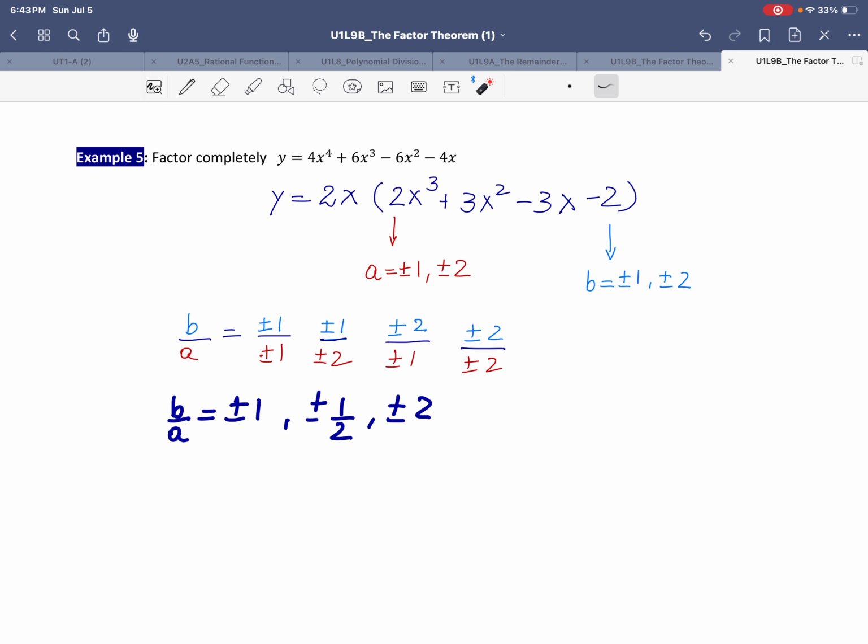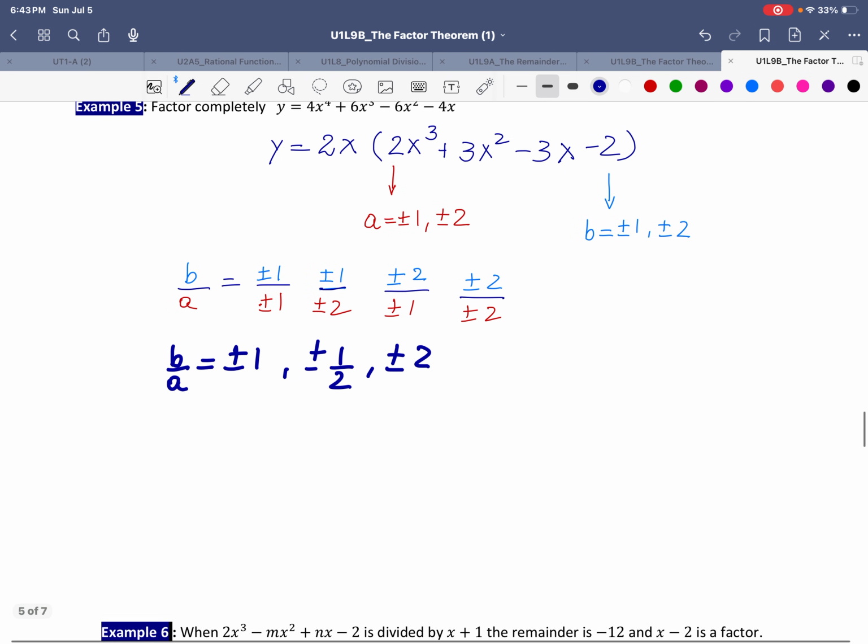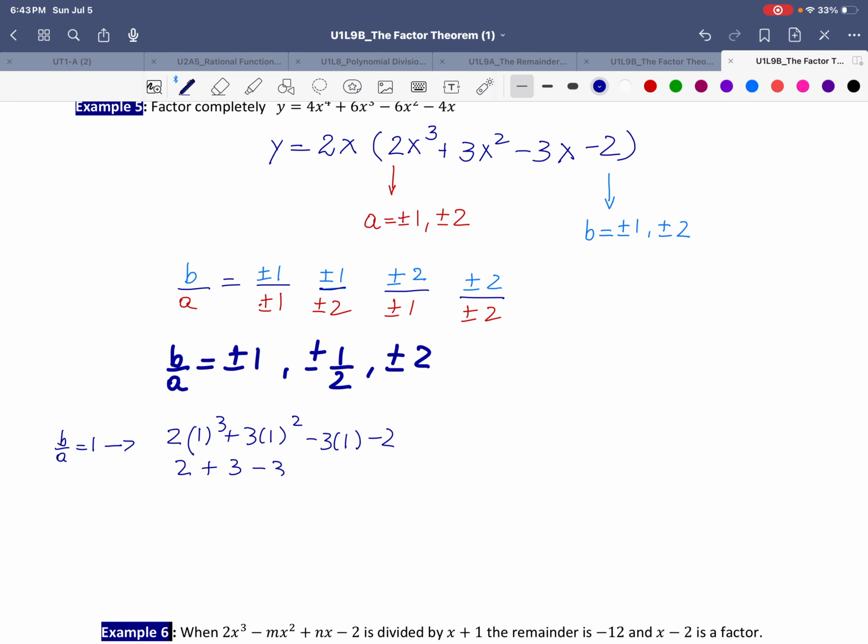So thankfully, we don't have a lot of numbers that we have to try in here. We're going to find the values of b over a that give this polynomial a value of 0. So we're going to start with plus 1. So b over a equals 1. And that will give 2 times 1 to the power 3, plus 3 times 1 to the power of 2, and then minus 3 times 1, minus 2. Let's see what we get. We have 2, we have 3, we have minus 3, minus 2. Oh, that's amazing. So that's 0. So therefore, x minus 1 is a factor.